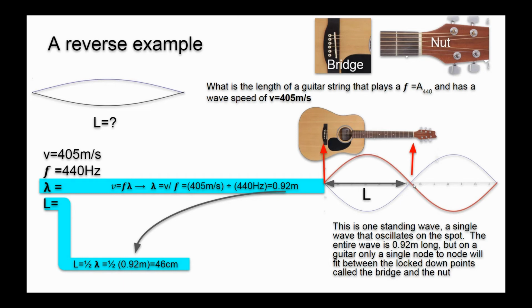Node to node is 1/2 of a wave. So 1/2 of a wave fits in the length of this string. So 1/2 of this fits the length of the string. 1/2 of 0.92 meters fits the string. Length of the string is 1/2 the wavelength. It's 46 centimeters.